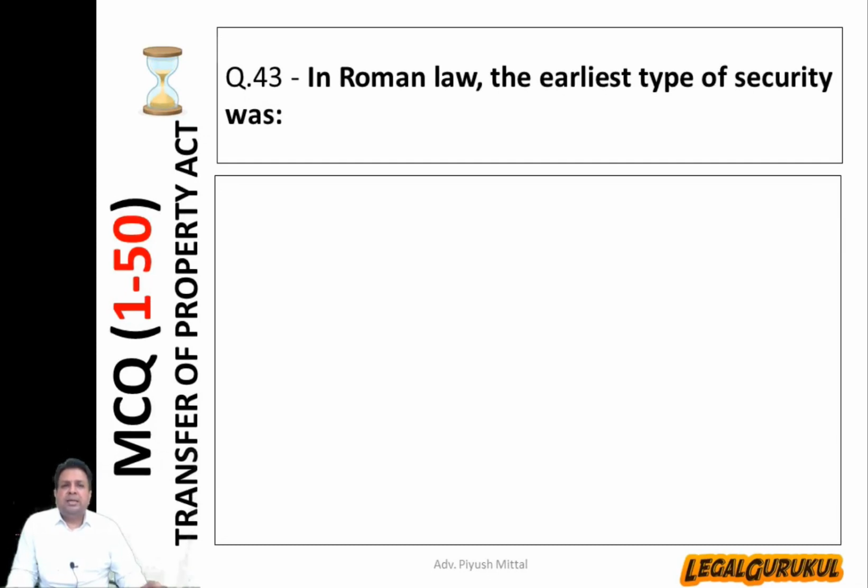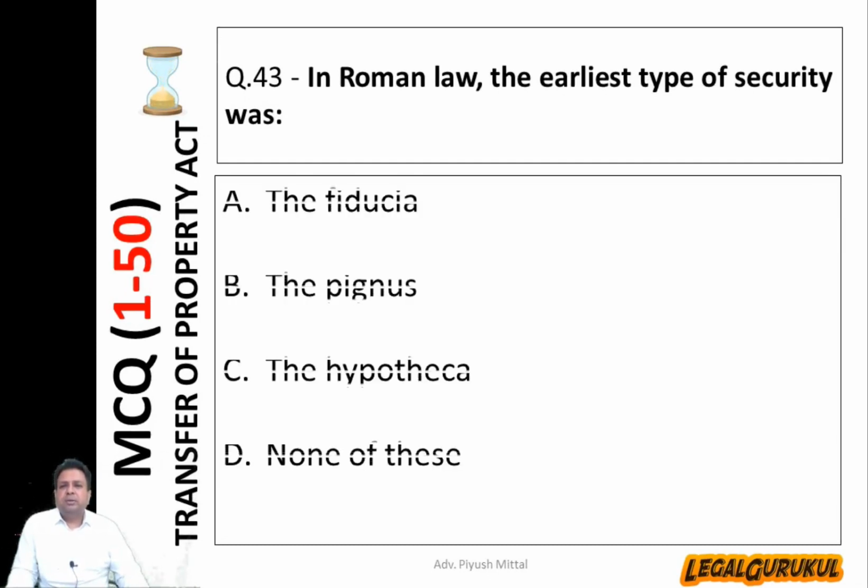Question number 43. In Roman law, the earliest type of security was A. The fiducia. B. The pignus. C. The hypotheca. D. None of these. And the correct answer is A. Fiducia.